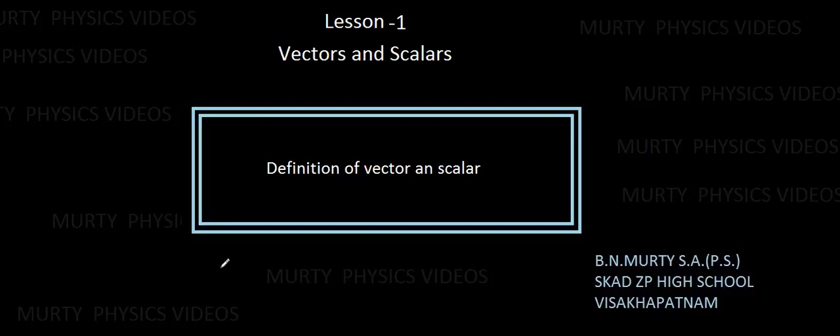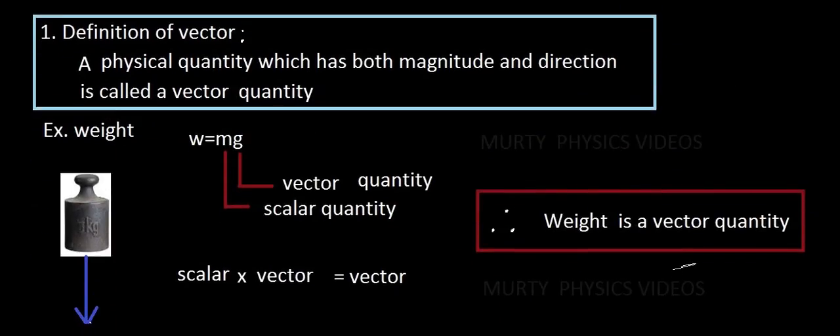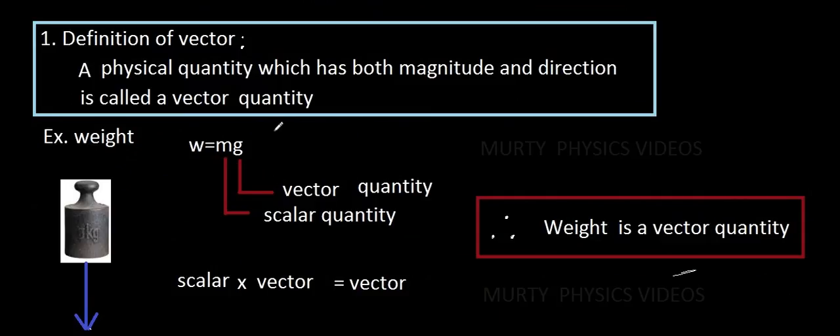Vectors and scalars. In this lesson we will discuss the definition of vectors and scalars and some examples. Let us see. Definition of the vector: a physical quantity which has both magnitude and direction is called a vector quantity.